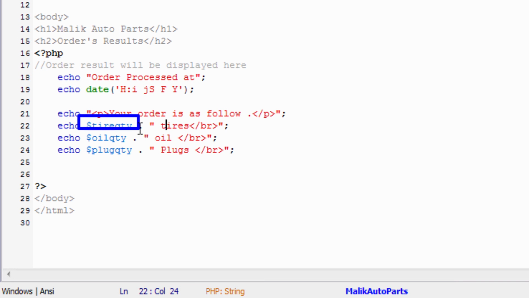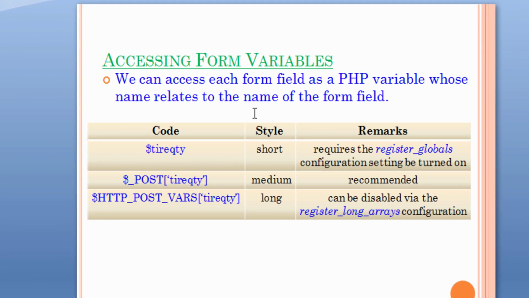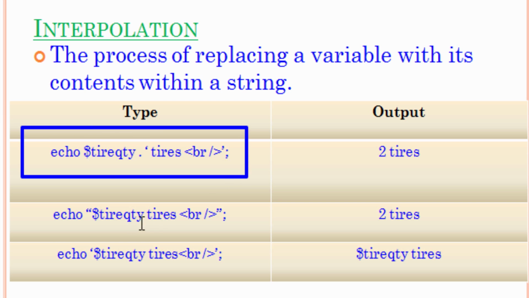Now here you can see that we are concatenating this variable with this string, but we can use it in another way. The term is called interpolation, and interpolation is the process of replacing a variable with its content within a string. We are writing the quantity of a variable and then a string using this expression, but we can do the same in a very simple step.